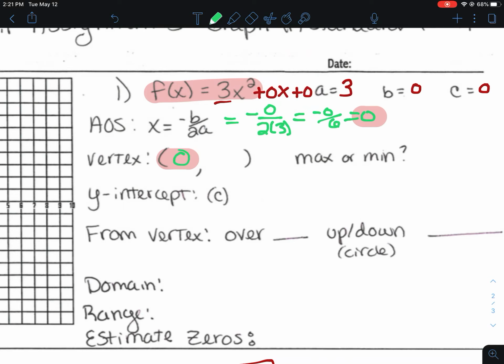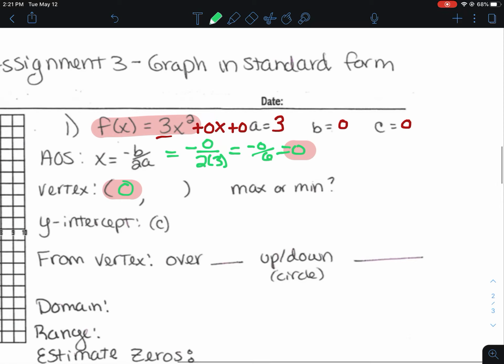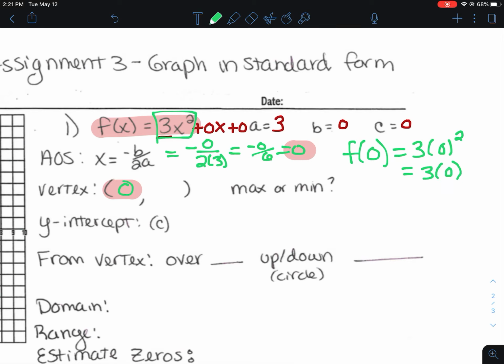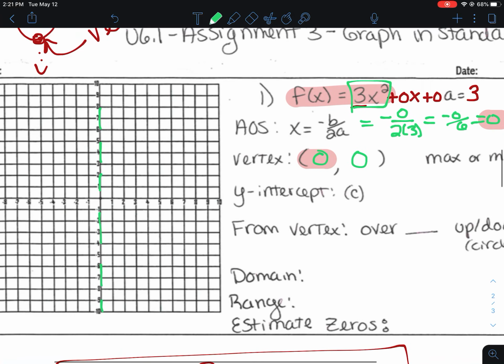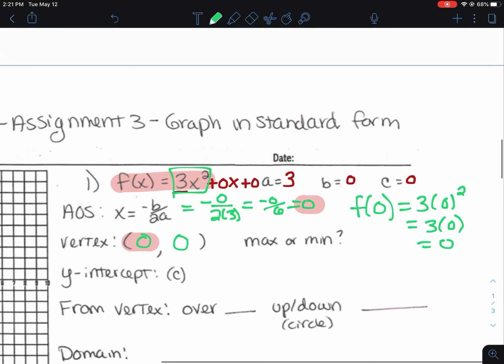This value is also the x-coordinate of your vertex, okay? So the vertex has to sit on the axis of symmetry. If we want to find the y value of the vertex, how far up or down that point goes, we just substitute it back into our function. So we're going to find f of 0. If my equation is 3x squared, it's 3 times 0 squared, which would be 3 times 0. Remember, always exponents before multiplying, which is just equal to 0. So the vertex is (0, 0). That's the center of my parabola.